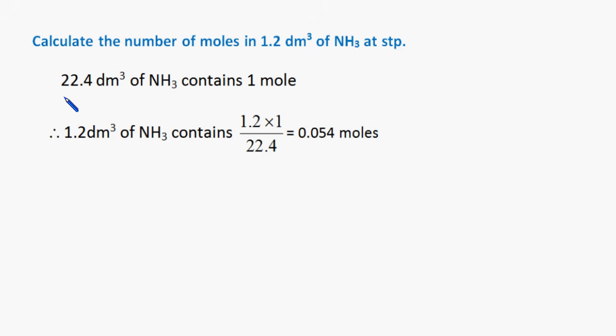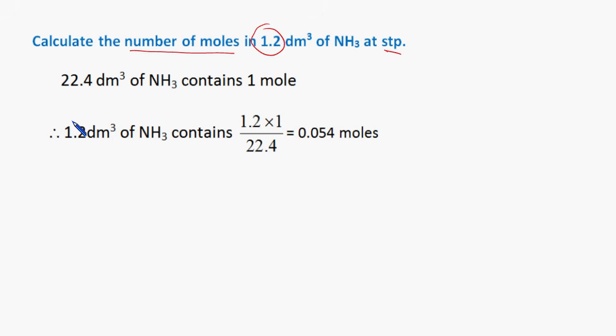In this example, we want to calculate the number of moles in 1.2 dm cube of ammonia at STP. Now at STP, we know that 1 mole of a gas will occupy 22.4 dm cube. Now the question is asking for number of moles. So the statement should be written such that moles is on the right hand side. So 22.4 dm cube of ammonia contains 1 mole. And we want to find for 1.2.